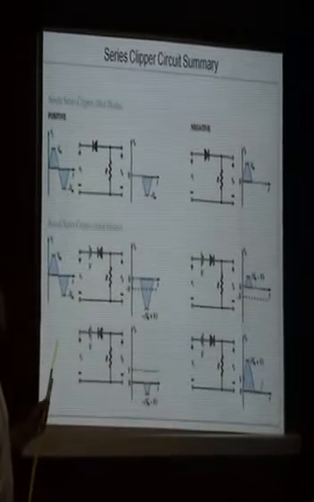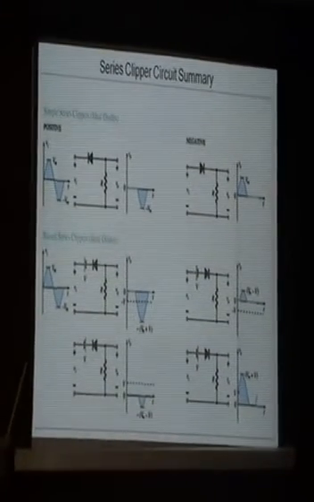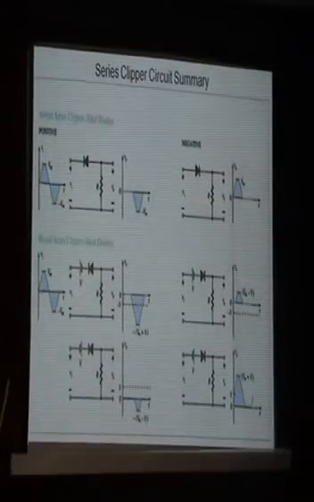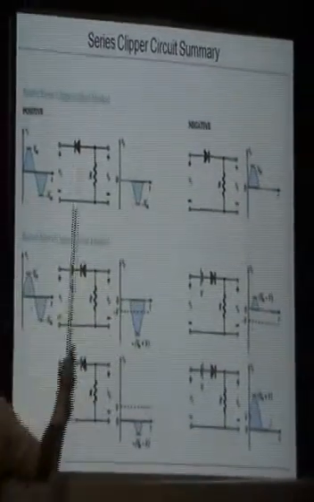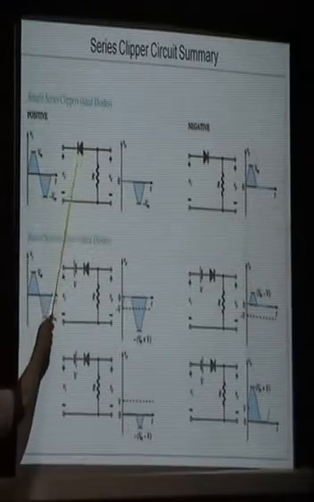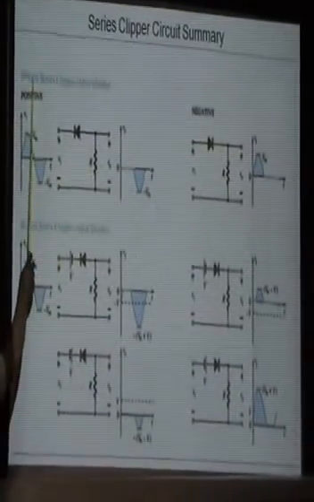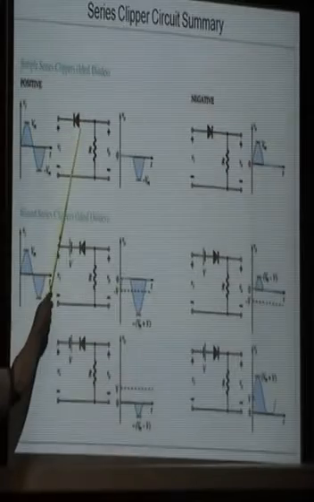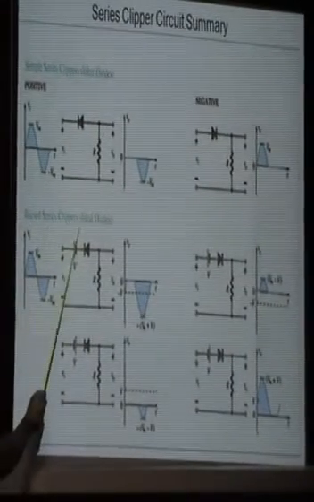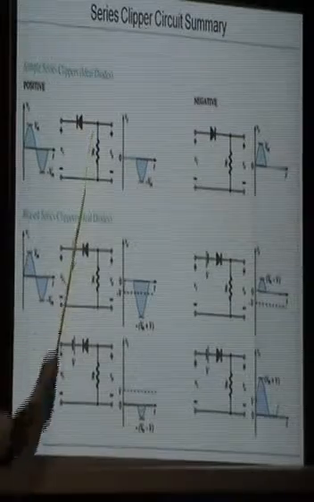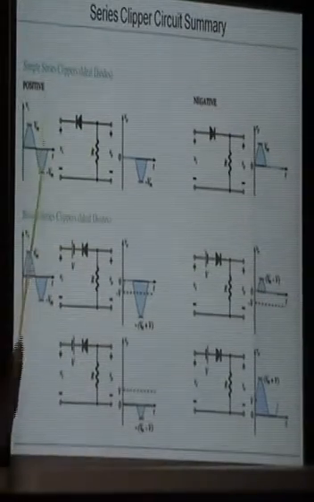Clipper circuits. Here we find that at the topmost portion we can differentiate the clippers in two ways: one is positive and the other is negative. Because the diode is attached alone, this is a simple series clipper, while if the battery is attached, then it is a biased series clipper. Because these three circuits clip out the positive portion, this is a positive clipper.